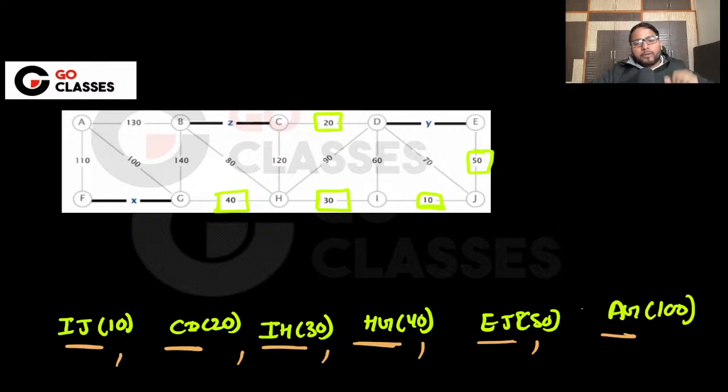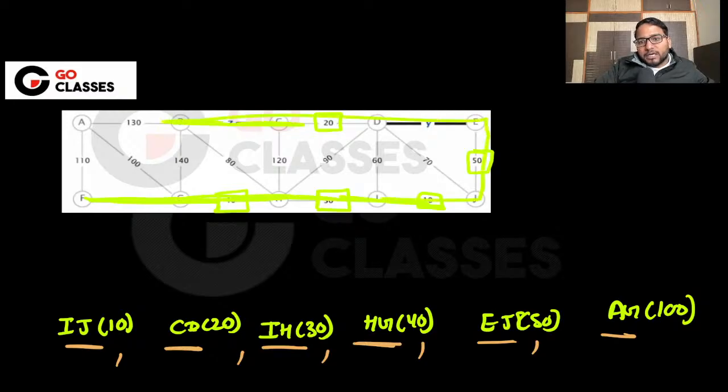Let me know if that is okay to everyone till now. If we keep on taking the minimum and we check whether it is forming a cycle or not, it is not forming a cycle with any of the existing ones. So that is why you can say this is basically the MST that you have here, right? This is the MST that you have here.